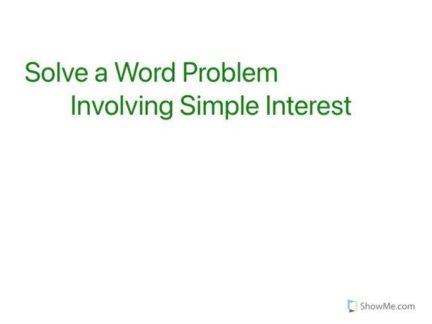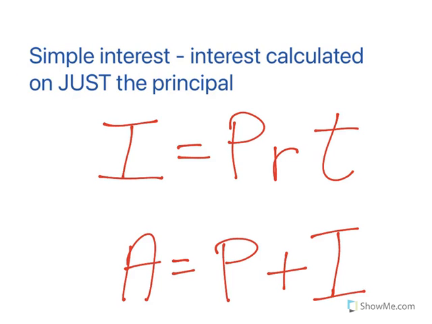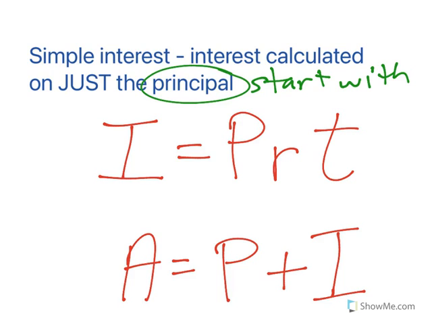Let's solve a word problem involving simple interest. Now, simple interest, not compound, but simple. So what is simple interest? Well, simple interest, remember, is just calculated on just the principal. The principal is the initial amount, what we start with. You take that amount, calculate the interest on just that amount, and that is it, period.